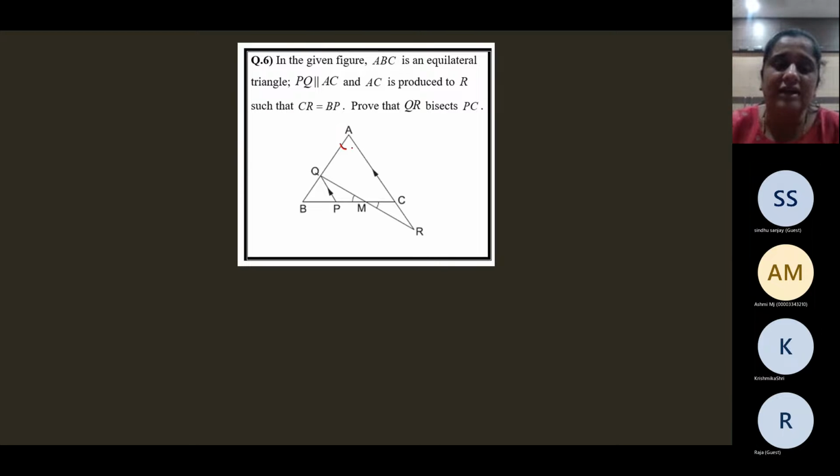That means every angle is equal to 60 degrees. This is 60, this is 60, this is 60. Each angle is equal to 60 degrees because it's equilateral. Okay. So now using the concept of parallel lines, see here, extend this one.